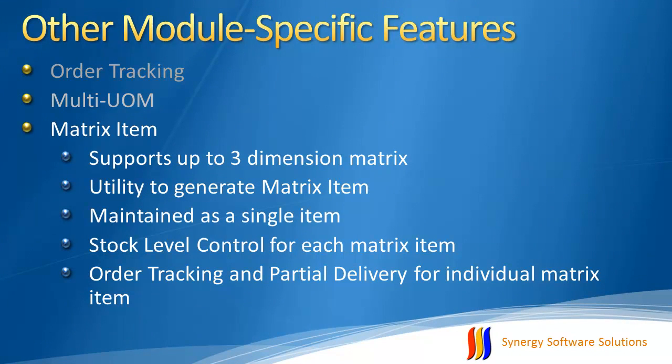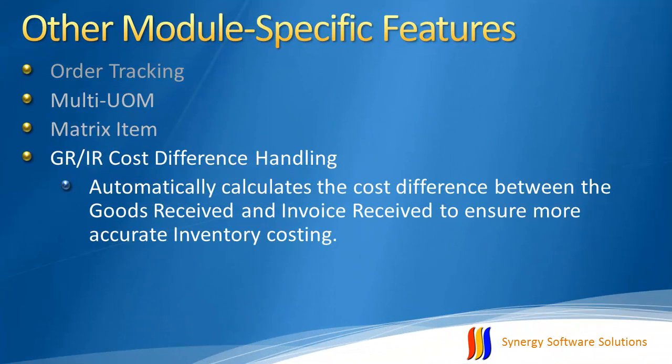Synergy Accounting supports up to 3 dimensions of matrix items. For example, you might have one dimension for size, a second for color and a third for style. A utility is provided for mass generation of matrix items. Matrix items are maintained as a single item. A single update will affect all related matrix items. Stock level control for each matrix item means that you will never run out of a specific item. Order tracking and partial delivery are supported for individual matrix items.